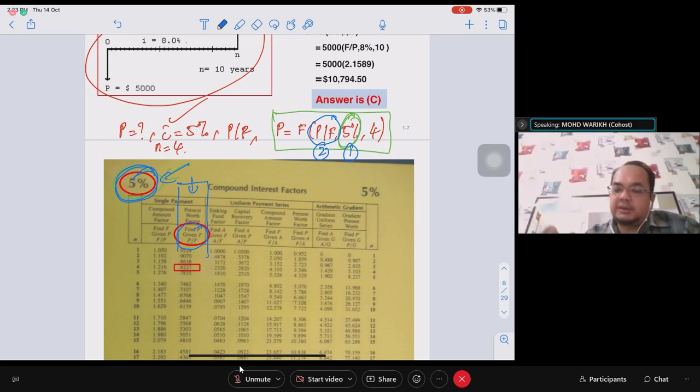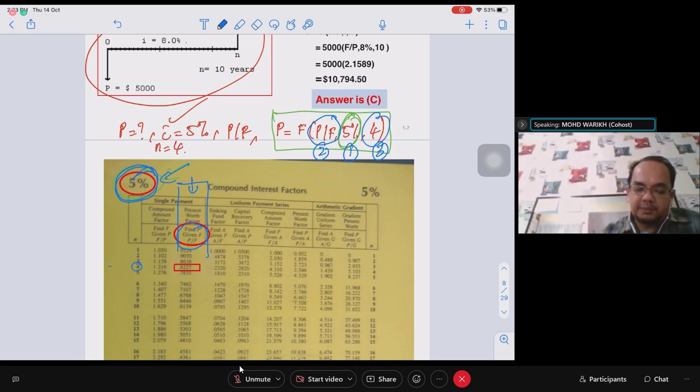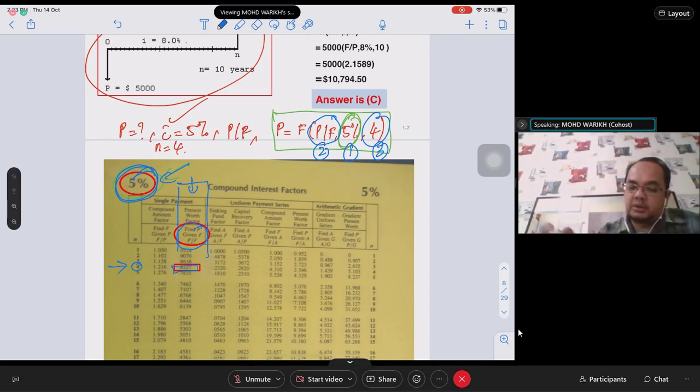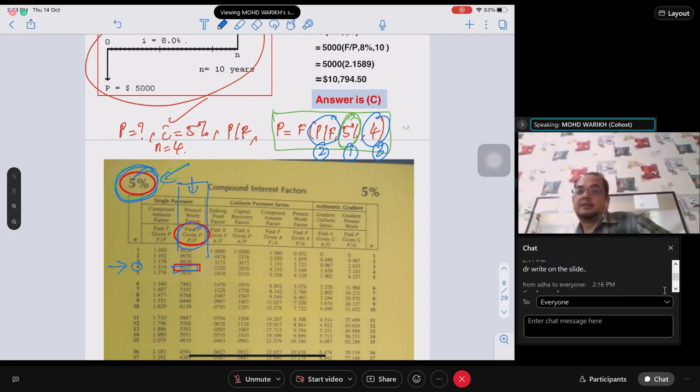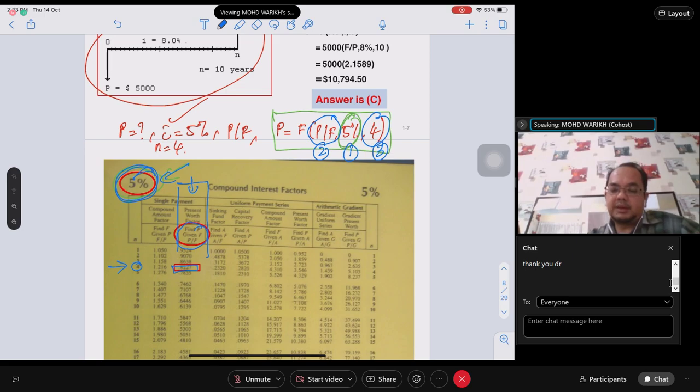And then the third one, you have to find the number N. Number N is 4. So get the number here, and from this formula, you put in the number, 0.8227. Boleh?